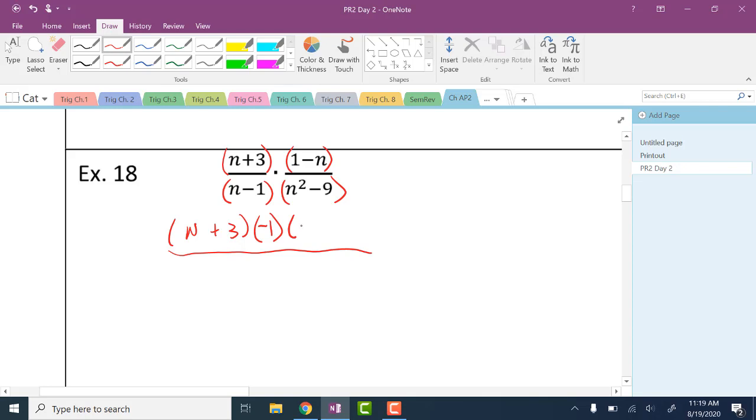1 divided by -1 is -1. -n divided by -1 is n. So this becomes n minus 1. So that's how I turn that into this. And then I'm going to factor that difference of two squares in a nice, neat fashion here.